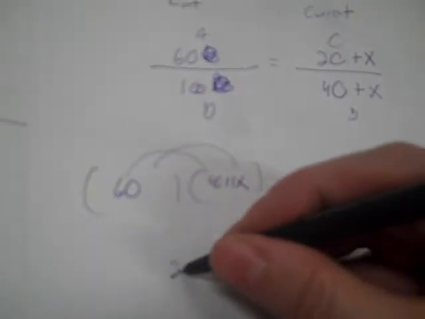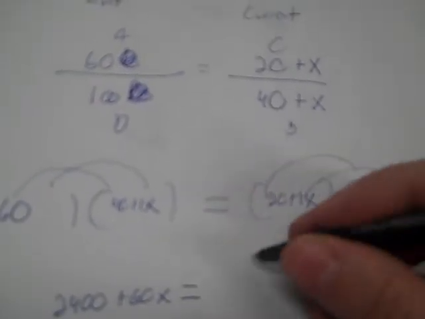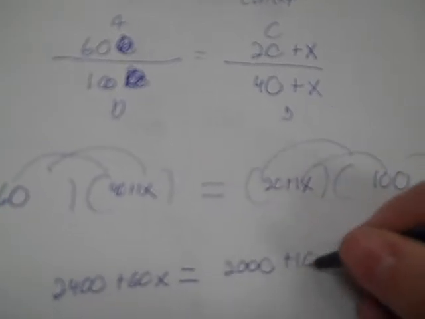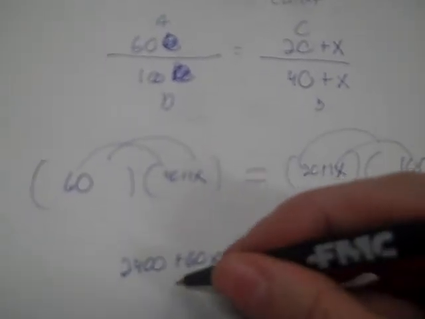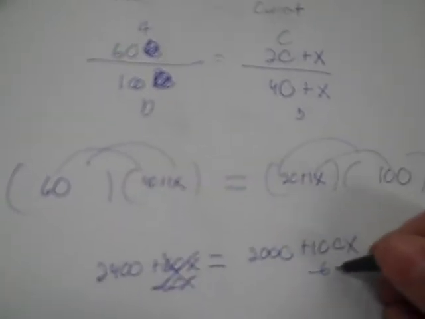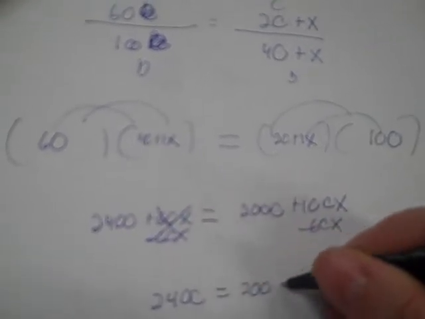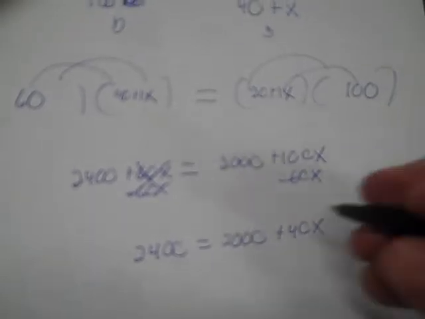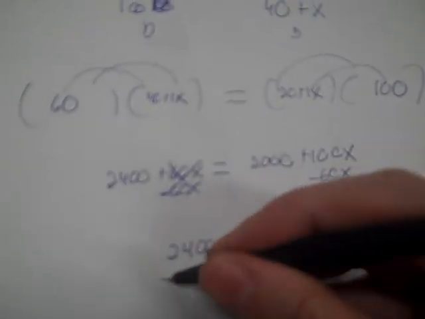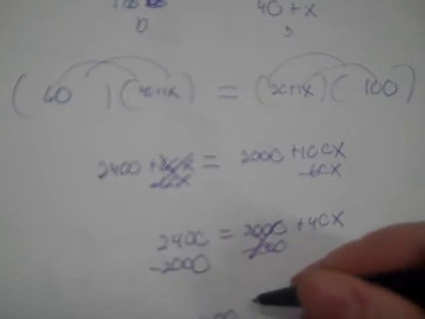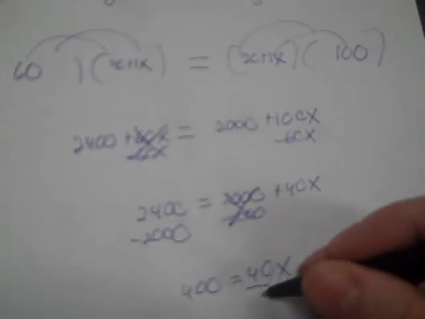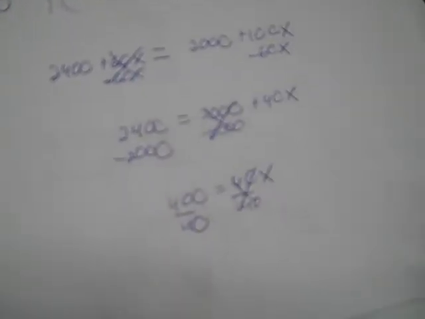Okay, distribute 2,400 plus 60x. And then over here I distribute 100. That's going to be 2,000 plus 100x. Minus your x's. That's 40x. Then you subtract the 2,000, and that's 400. Divide by 40, and I get 10. Okay, so we got to make our next 10 free throws, which makes sense because that would be 30 out of 50, which is 60%.